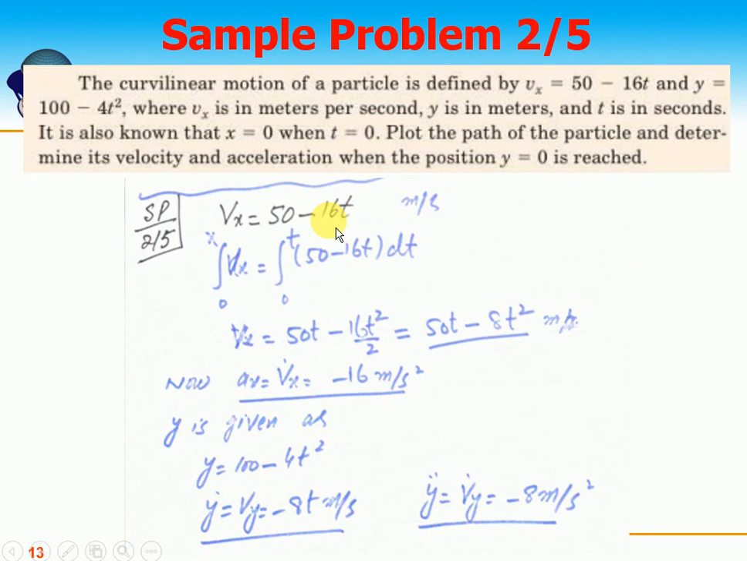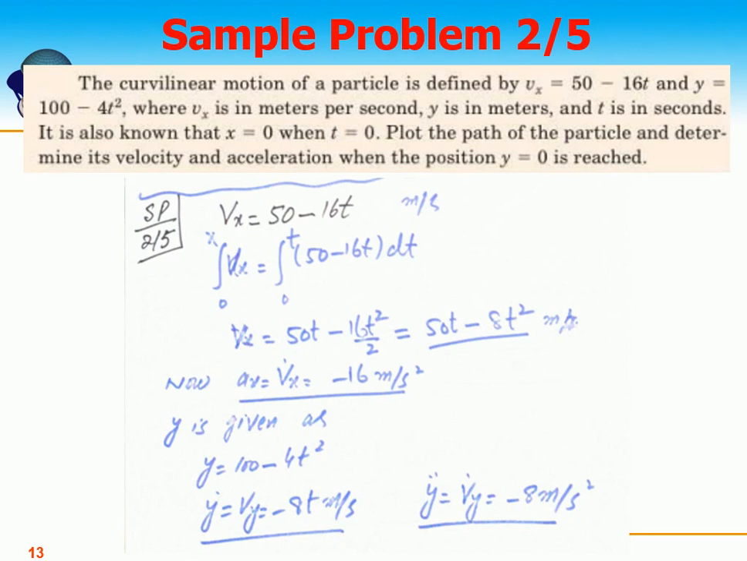From this Vx, by integrating, we can find x in terms of t. So I can say dx is 50 minus 6t dt, from 0 to x and 0 to t. When I integrate and apply the limits, we get 50t minus 3t square in meters for x. And for the acceleration, we take the derivative. So ax is equal to v dot x, which is equal to minus 6 meters per second square. Y is already given to you as a function of time. So y is equal to 100 minus 4t square. We know the value of x. We know the value of y. We only need to find the time t when y is equal to 0. That we find out later on.